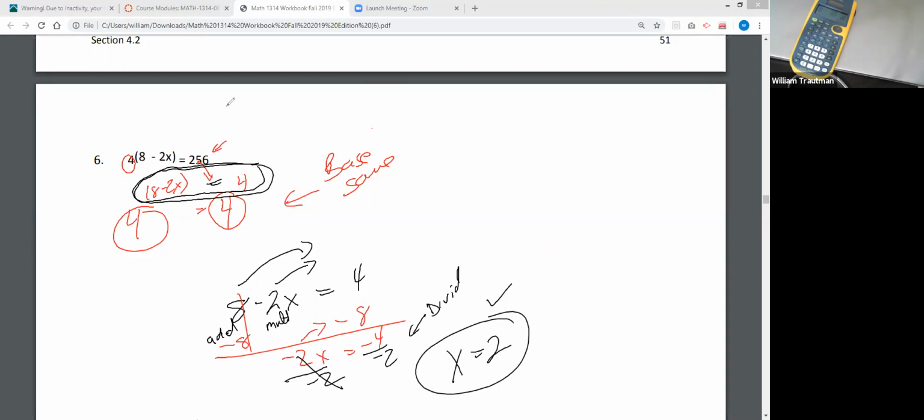That's my answer. If I put 2 into here, 8 minus 2 times 2, 2 times 2 is 4. 8 minus 4 is 4. 4 to the 4th power does equal 256. So do you see, you can plug the 2 back into the original problem and check it to make sure that is correct. Make the bases the same, and then the powers equal each other.